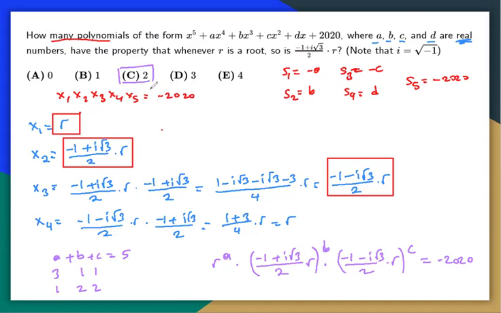If this wasn't obvious to you at first, it's good to review complex roots and do some more problems on it. I think that was an interesting question.